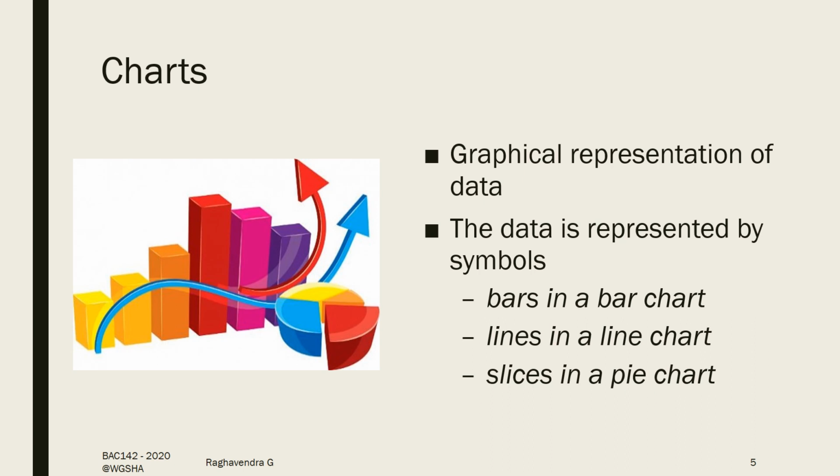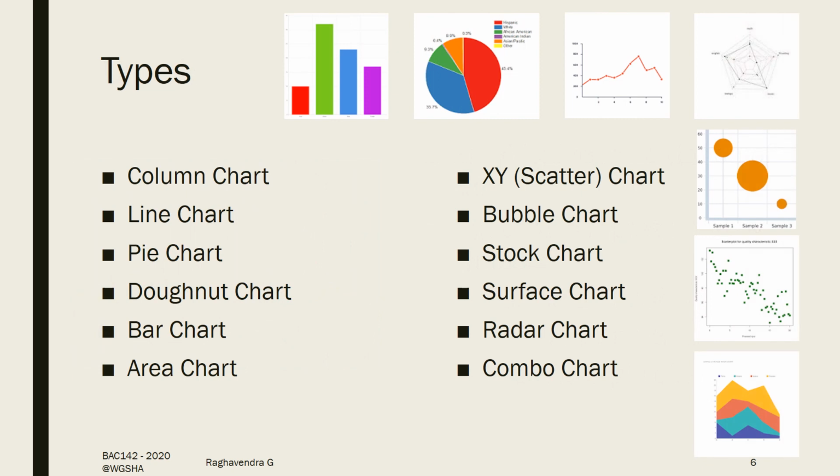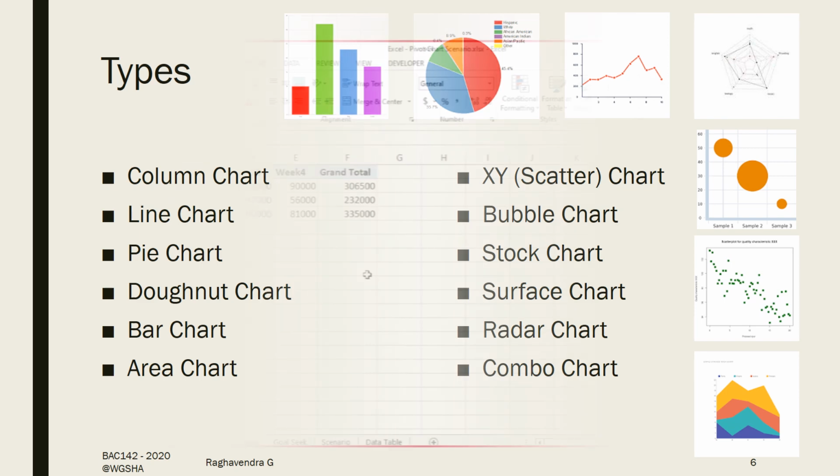Lines in a line chart, when you are seeing the flow of business over the period. Using lines, you're analyzing your data, or if you're using a pie chart, it is in slices. See, as listed, there are various types of charts available. Let me move on to the Excel screen. There, easily you can identify the chart type and the purpose of the chart, all that.